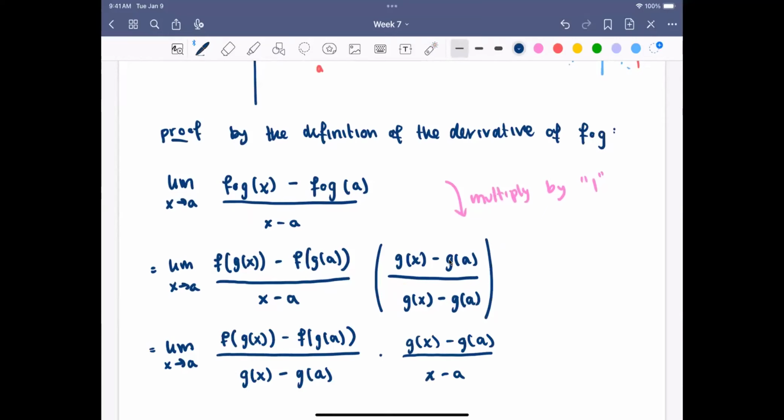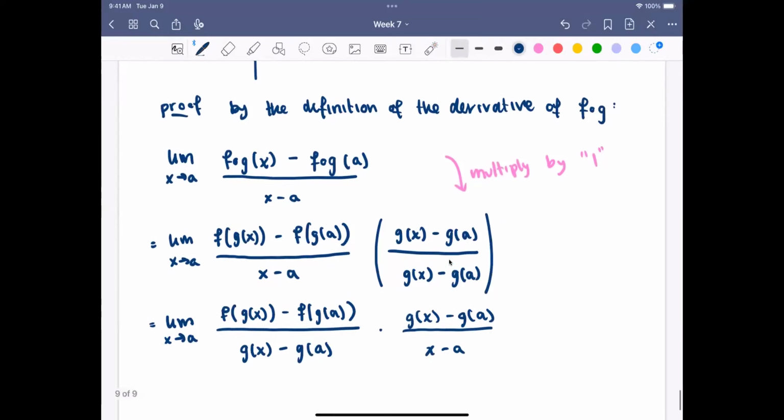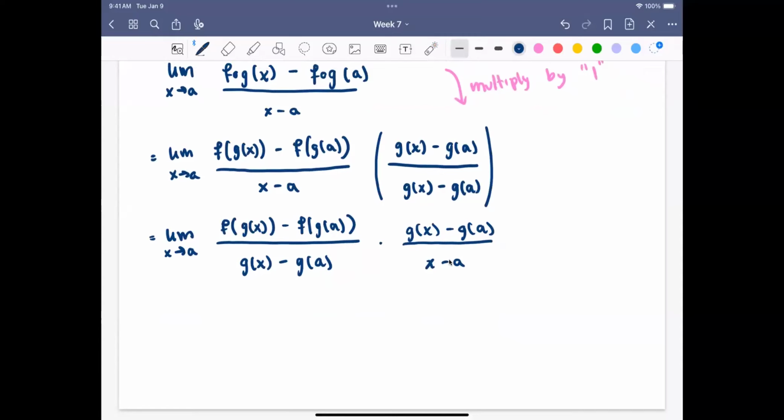This is still looking a little bit weird, but we can mess with it a little bit more. For limits, we had the limit laws that told you how the algebra of limits worked. And we can break this up into the product of two limits. Right now I'm taking the limit of this whole expression, but I can break it up into two separate limits. I'll just put parentheses to emphasize this point. So I'm going to break this into two separate limits.